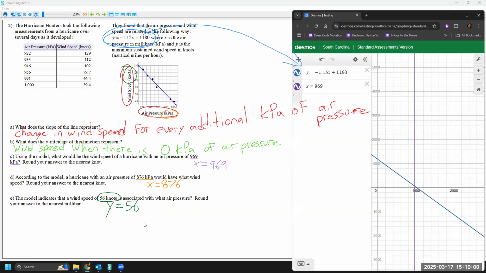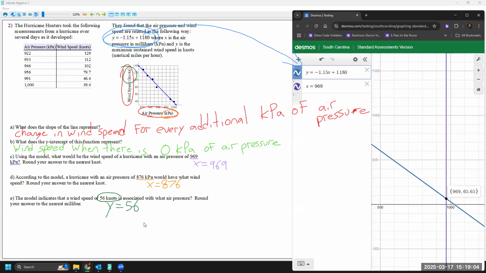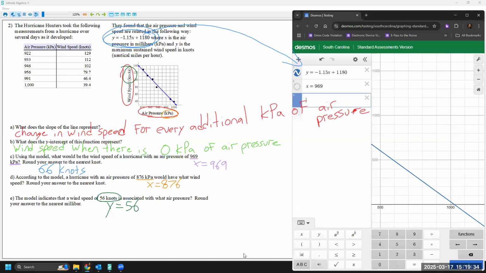All right, we'll zoom in a little bit here just so I can make sure I'm clicking where the lines intersect. The x is 969, so it's the other number I care about. It says round your answer to the nearest knot, meaning the nearest whole number. So that's 65.6, which would round to 66. So 66, and our units are knots.